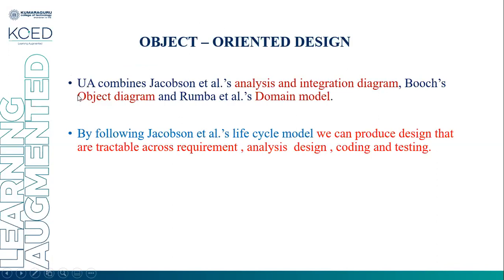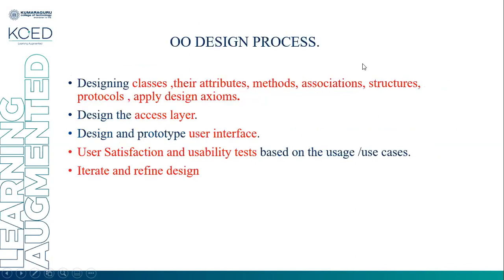Object-oriented design. Unified approach combines Jacobson et al.'s analysis and interaction diagram, the Booch object diagram, and James Rumbaugh's domain model. By following the Jacobson et al.'s lifecycle model, we can produce a design that is traceable across the requirement, analysis, design, coding, and testing. So design process. It includes designing the classes and attributes, methods, associations between the classes, structures and protocol of the classes. Apply the design axiom. Design axiom means design rules.